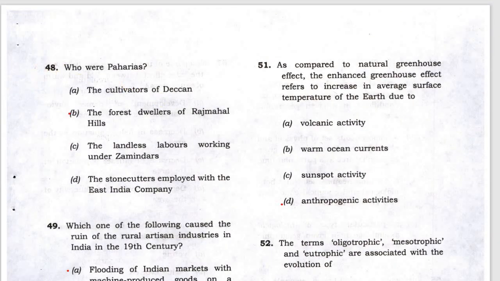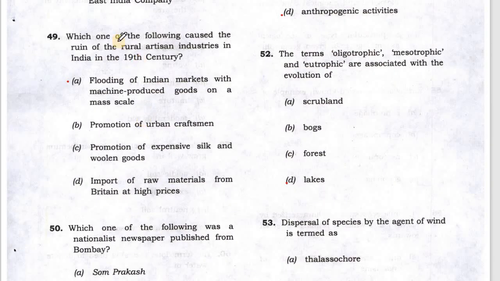And the next, 48: who are the Pahadiyas? So Pahadiya, they are forest dwellers of the Rajmahal hills, so B will be the correct answer. Next is which caused the ruin of the rural artisan industry. So this is the flooding of the Indian market with machine-produced goods on a mass scale.